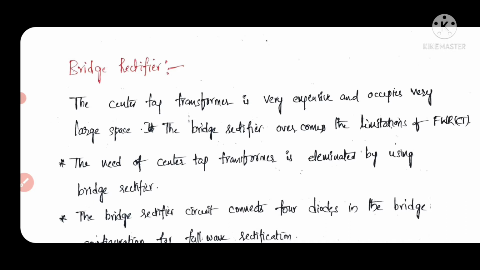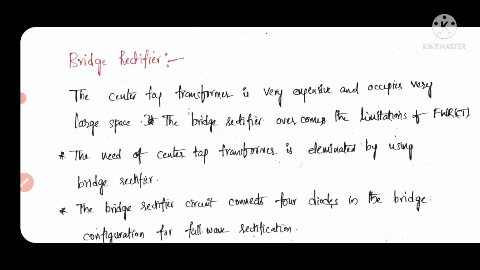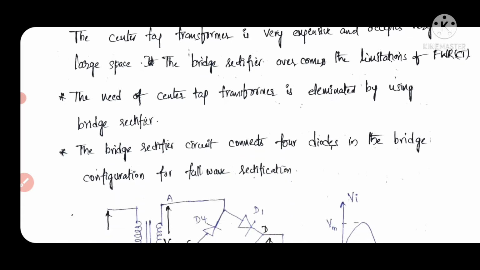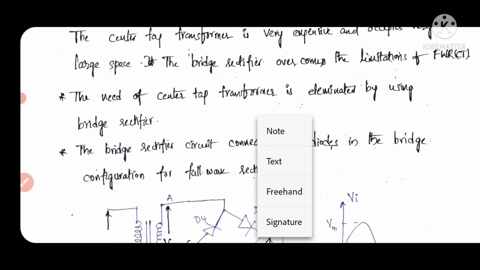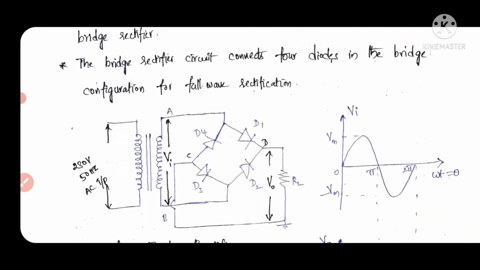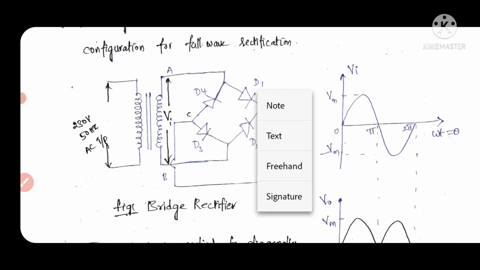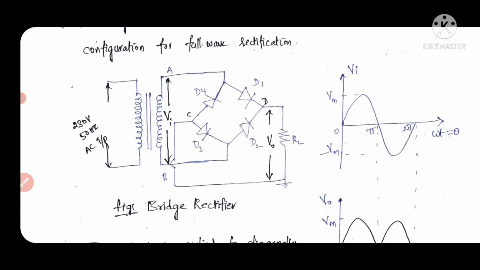So let us see why we are going to the bridge rectifier. In case of the center tapped transformer, it is very expensive and occupies a very large space. So for that purpose we are entering into the bridge rectifier. In that we are taking 4 diodes. The cost of the bridge rectifier is very small compared to the full wave rectifier. So let us see the circuit diagram for the bridge rectifier.